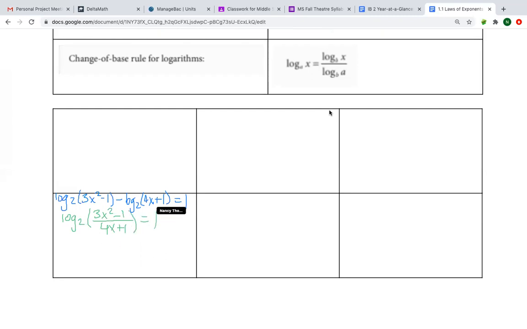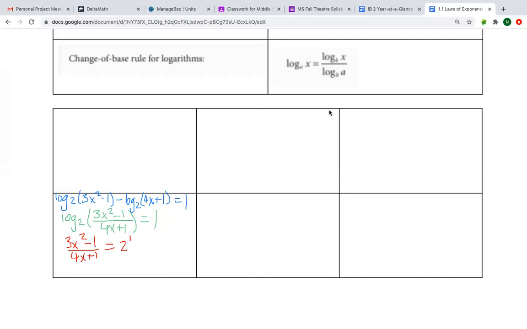And then here I'm going to convert from log to exponent. And so that would leave me with 3x squared minus 1 divided by 4x plus 1 is equal to 2 to the first power. I'm going to go ahead and do some algebra if you want to pause and work it out yourself.